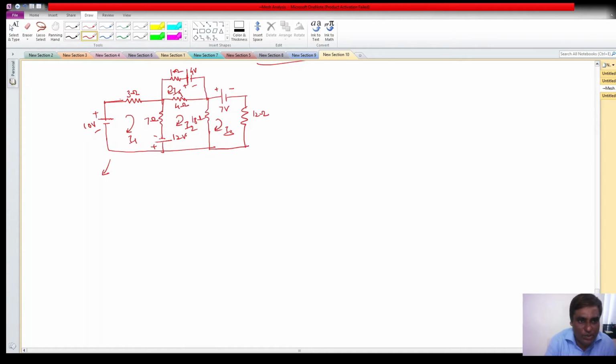For mesh 1 it will be the sum of all the resistances in the mesh, so 7 plus 3 is 10, so 10 I1 minus the common resistance, which is 7, into I2, and the sum of all the sources, coming out is plus, that is 10, and again coming out, so it is 10 plus 12. So this is 10 I1 minus 7 I2, which is equal to 22.